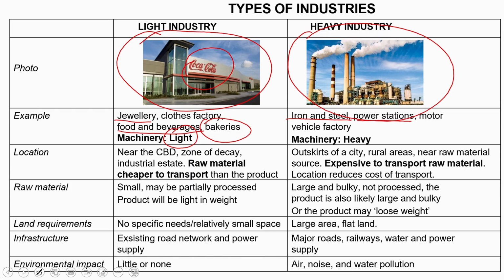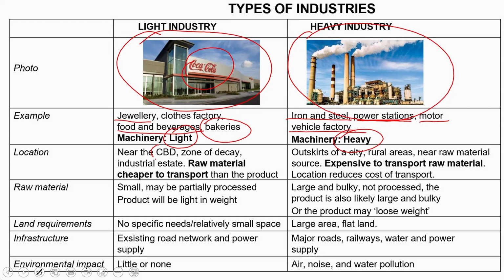Then power stations, where we produce our power. Motor vehicle factories, where you have your brands manufactured in South Africa, your Volvo, your Mercedes-Benz, your Audi cars, your VWs. These are heavy industries, and they use heavy machinery. So you can pick the difference already in this particular section where you have got examples, okay?